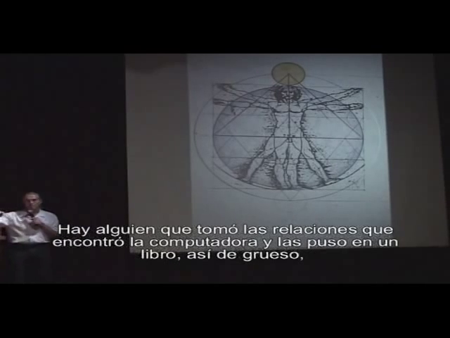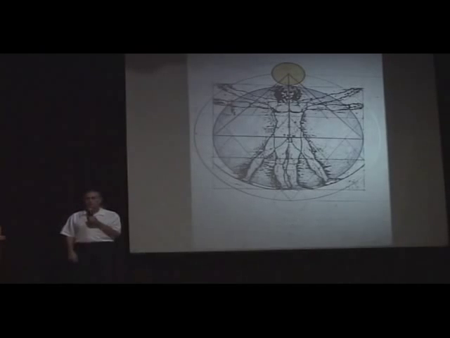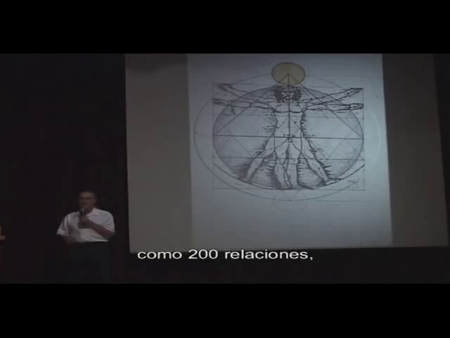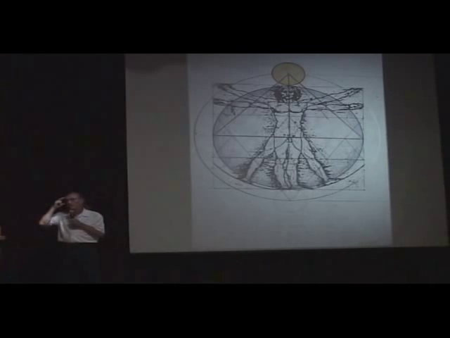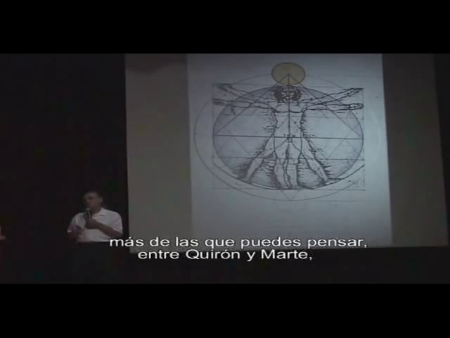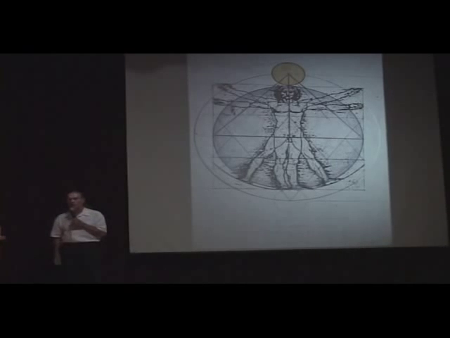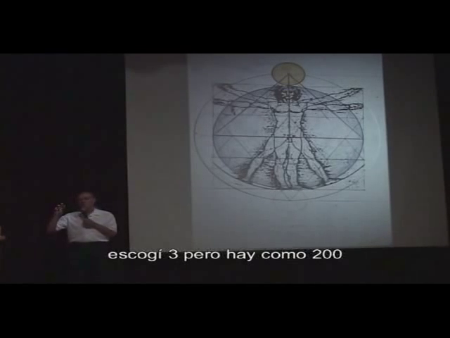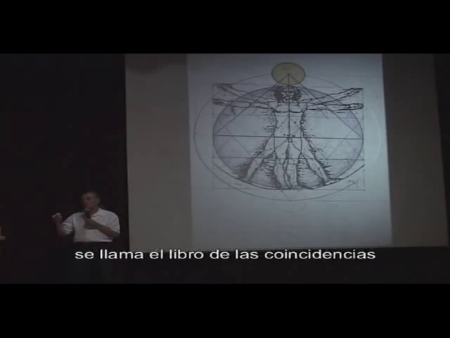There's a book written. The guy took all of the relationships that the computer found and put them into a book. It's about an inch thick, and it's a couple hundred different possible relationships that you could ever think of. We're going to show one with Chiron and I think Mars. I can't remember. I just chose 3 of them. But there are about 200 of them that they've picked out, and it's called the Book of Coincidences.